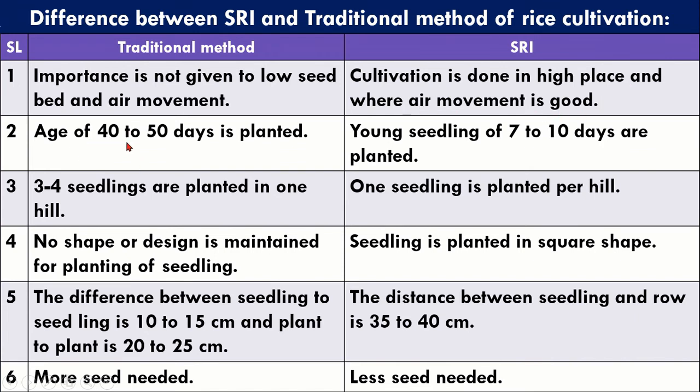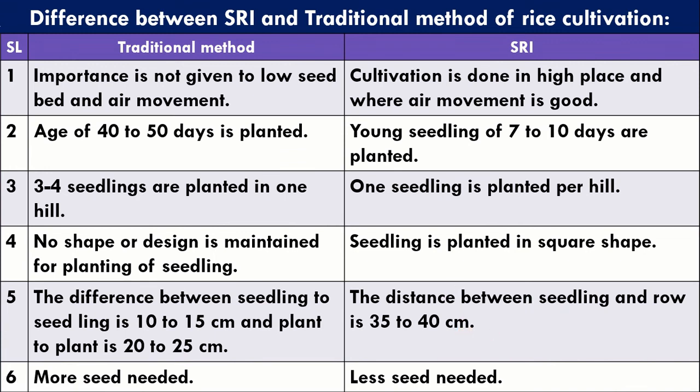Here the seedling age is 40 to 50 days, but here 7 to 10 days, where you see they save time. Here, 3 to 4 seedlings are planted in one hill, but here one seedling is planted per hill. That means the seedling cost is saved here as well. No shape or design is maintained for planting the seedlings, but here the seedling is planted in square shape. The distance from seedling to seedling is 10 to 15 centimeter, and plant to plant is 20 to 25 centimeters. But here all sides are the same. That means it is square shape.